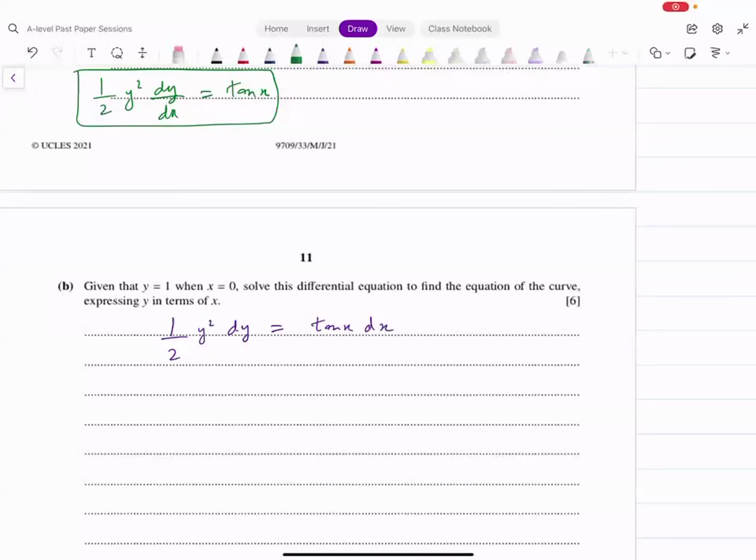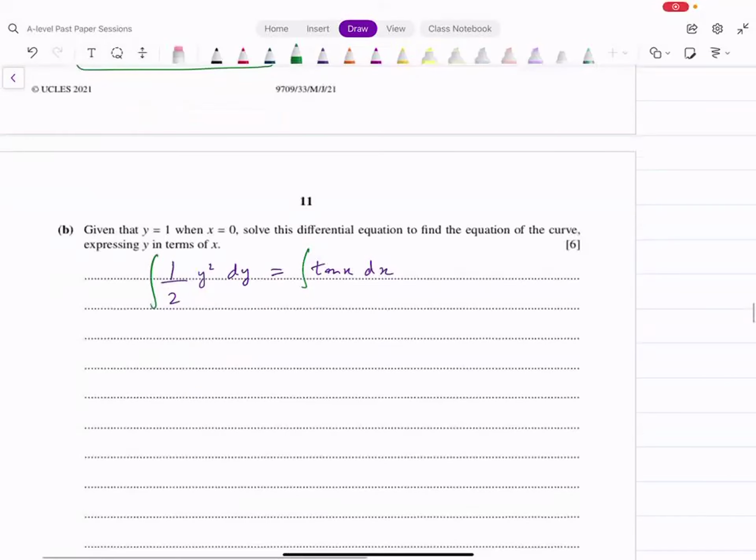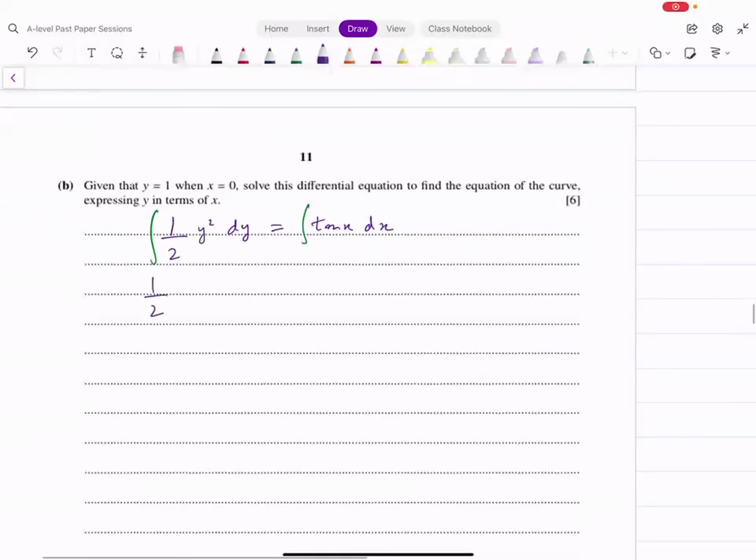Integrate कर दें दोनों sides को. Left side with respect to y integrate होगी, right side with respect to x integrate होगी. Half y square का integral. Simple power rule, half as it is. Y की power increase कर दी. y cube over 3 equals tan x का integral.